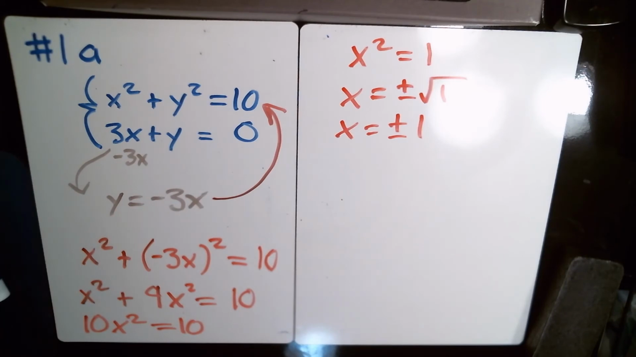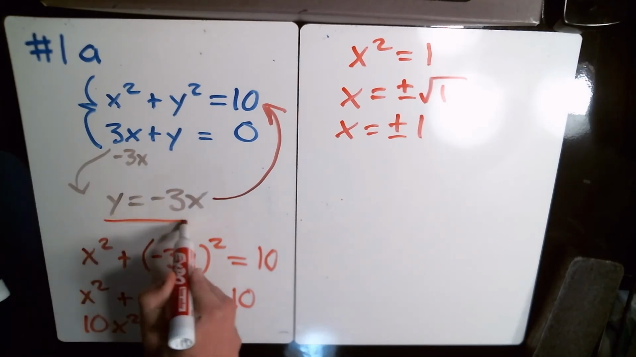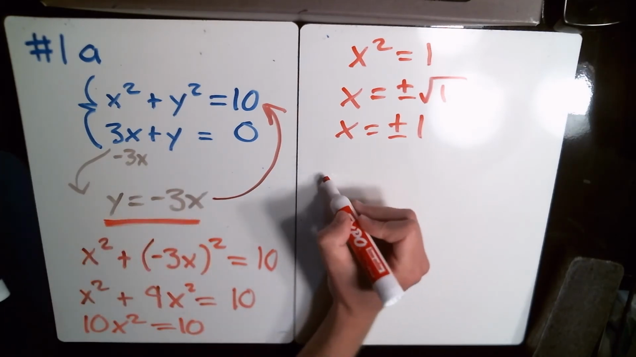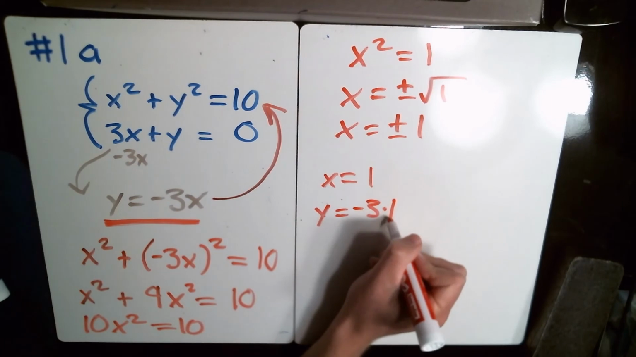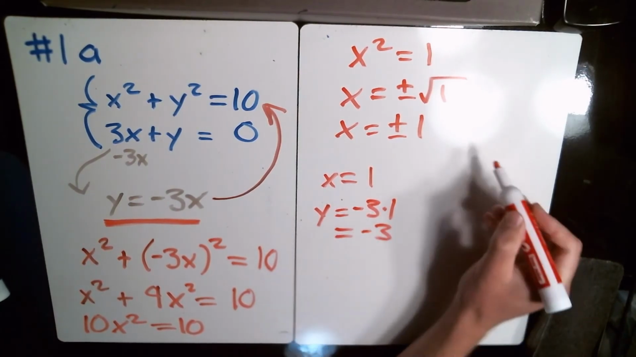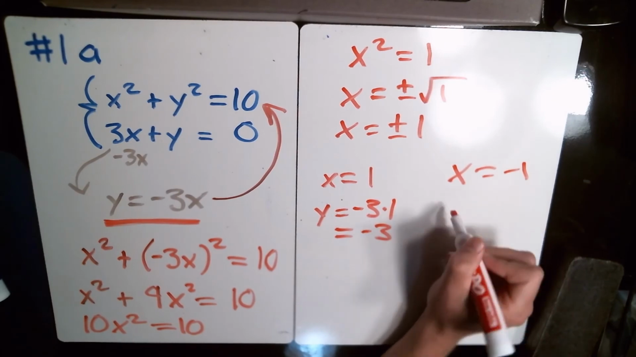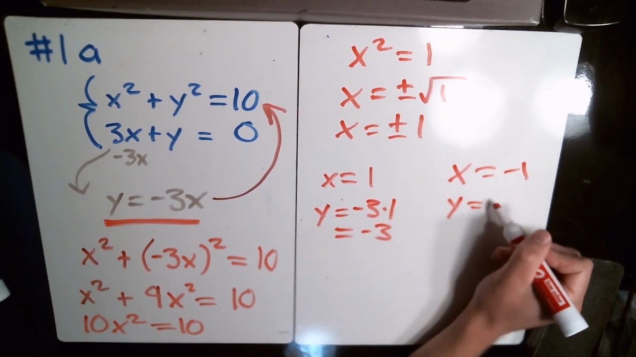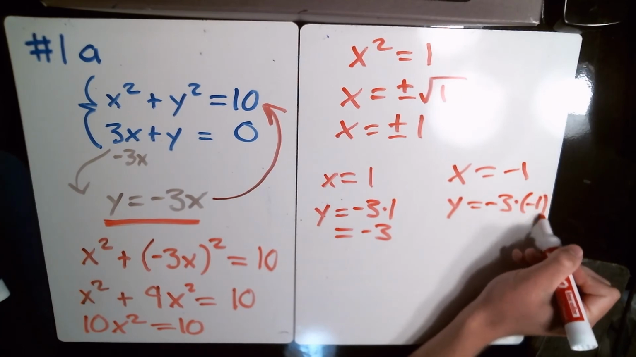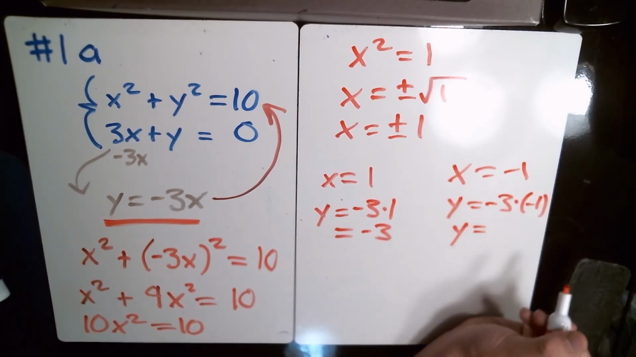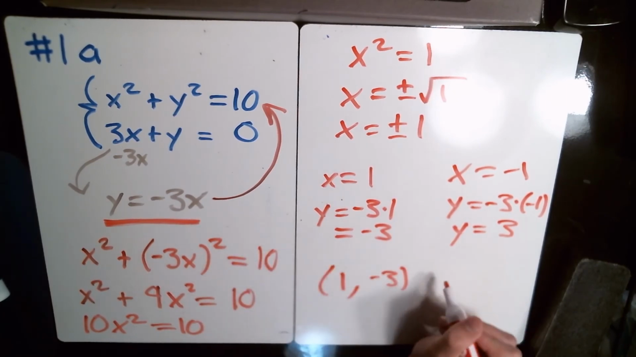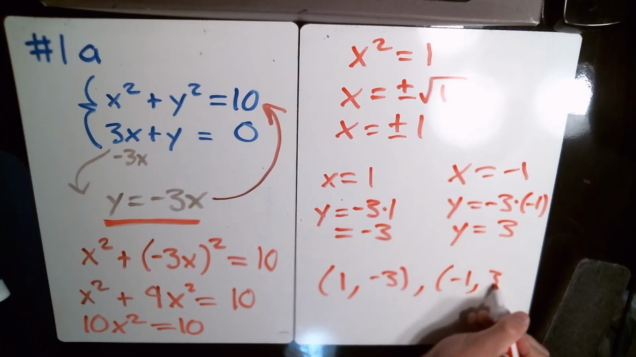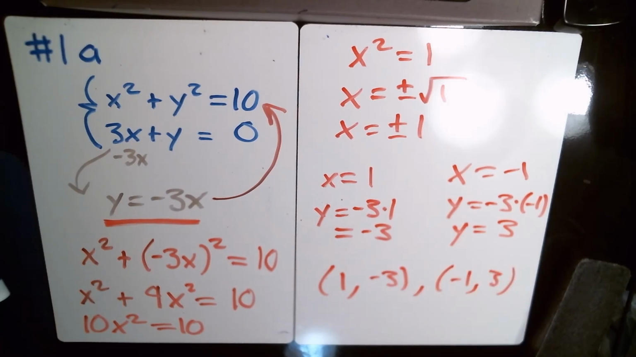Now how do we find the values of y? Well, we just plug them in to this equation here. We already have an equation solved for y. So when x equals 1, y has got to be equal to negative 3 times 1, which is negative 3. And when x equals negative 1, we plug that in for that equation. So negative 3 times negative 1, y would be positive 3 in that case. So my two solutions are 1 and negative 3, and then negative 1 and positive 3. Those are the two answers there.